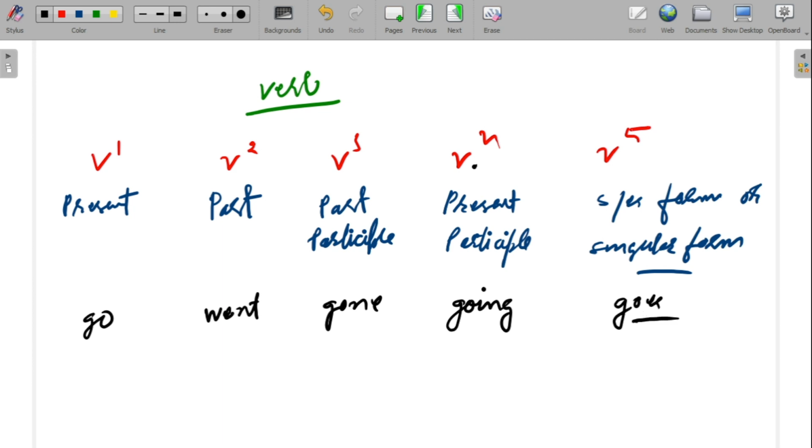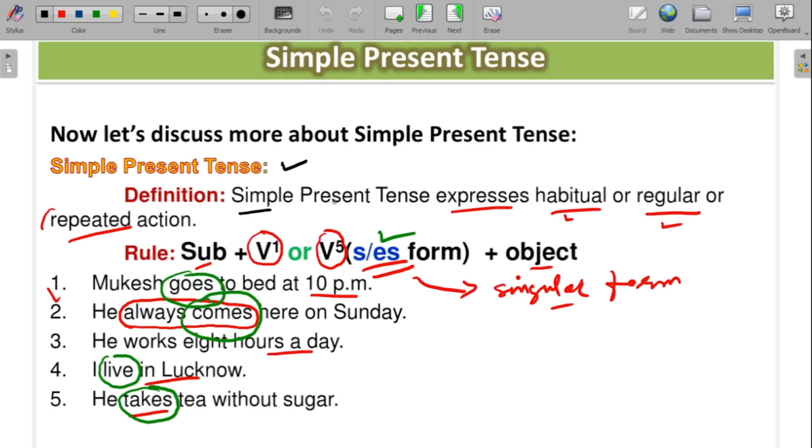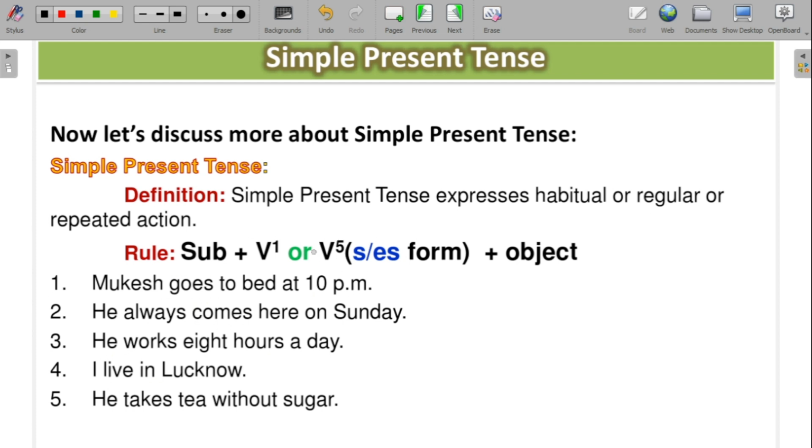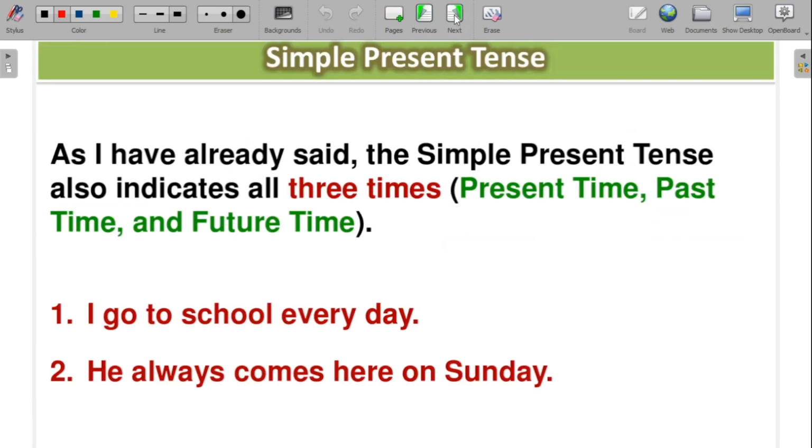Understand? So, as in the previous slide, we could see that verb first form or verb fifth form comes where? The verb fifth form comes when the subject of the sentence is in third person singular. We will be discussing more about this in the next few slides. I hope you have understood this slide. Let's move on to the next slide.